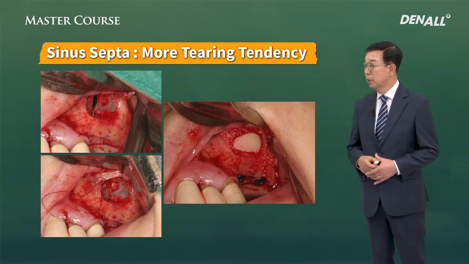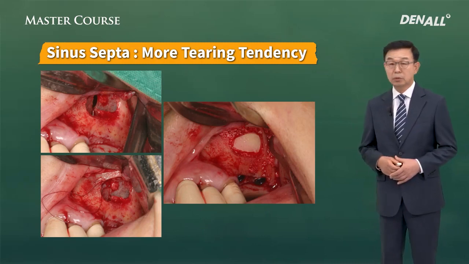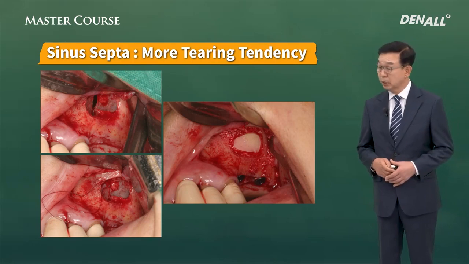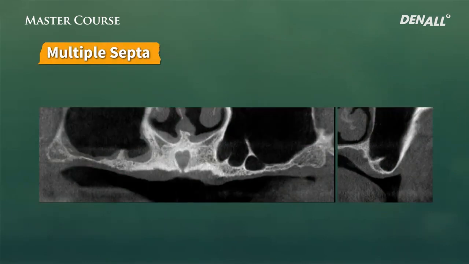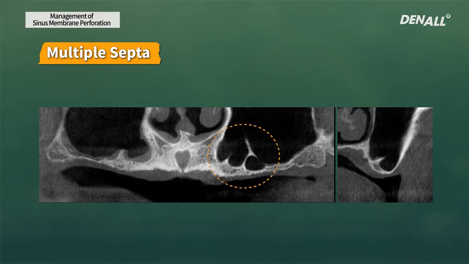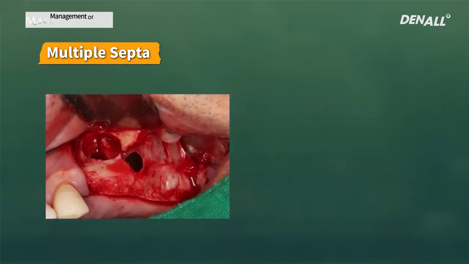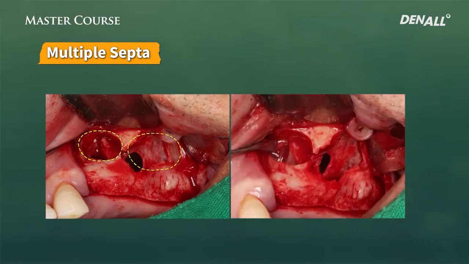Even when there's septum, when the membrane is perforated, you can use a resorbable membrane or you can do suture directly. In the case there's multiple septa, if there's one septum, it's comparatively simple. However, as shown in the upper left, if there's multiple septa, no matter how careful you are, membrane can be perforated. In this case, you need to separate the window and do the sinus lift very carefully. Although I did that, sinus membrane was perforated.